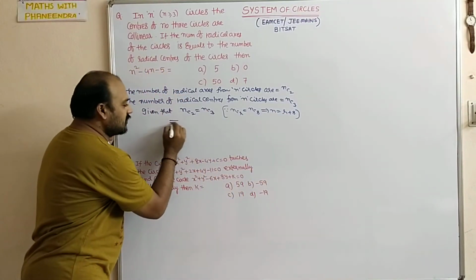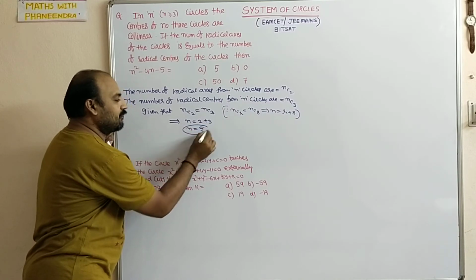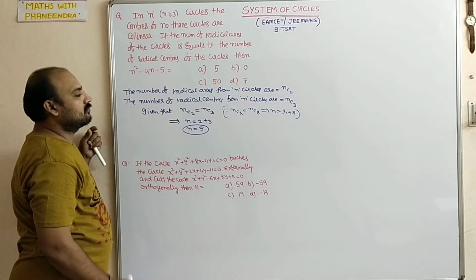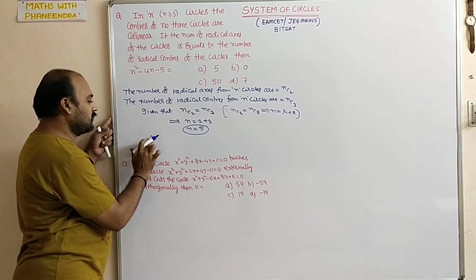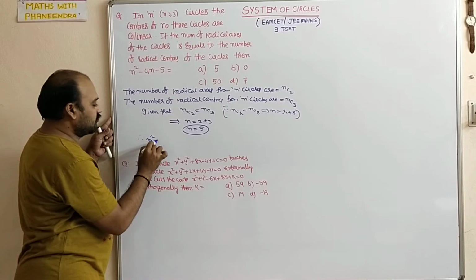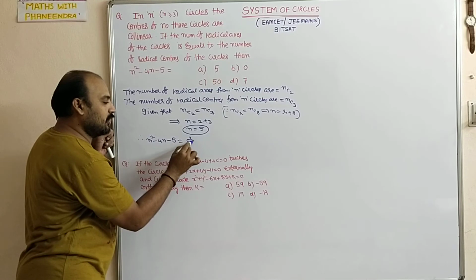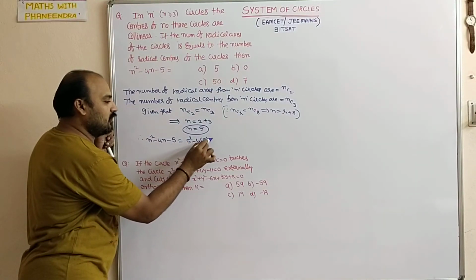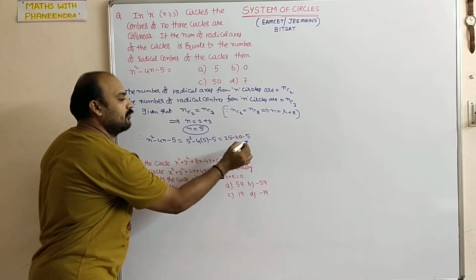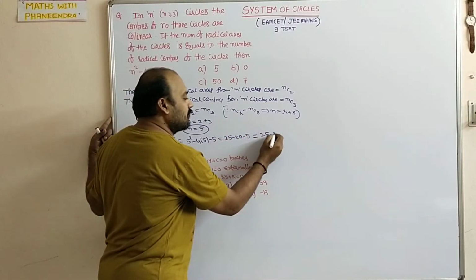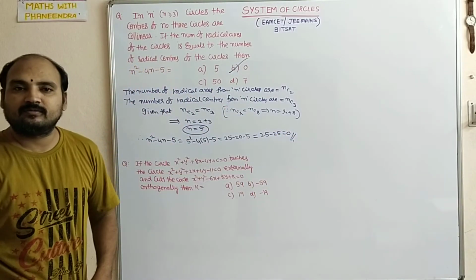So from this, n is equal to 2 plus 3. So then 4n is equal to 5. After that, get the value n square minus 4n minus 5. n square, 5 square minus 4 into 5 minus 5. So 25 minus 20 minus 5, which is equal to 25 minus 25, which is equal to 0. So which is there in the second option.